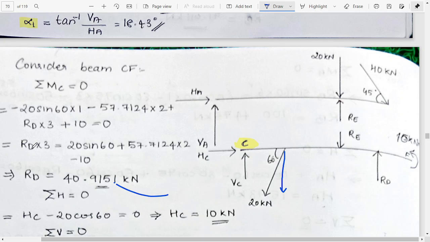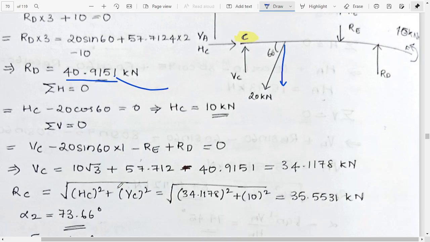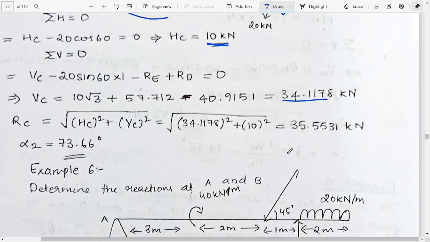Then if we calculate the value of RD, we get 40.451 kilonewton. Then summation of H is equal to 0, then we get HC is equal to 10 kilonewton. Then summation of V also we'll get VC is equal to 34.1178, and RC we get 35.5531, and we get alpha 2 is equal to 73.66 degree.